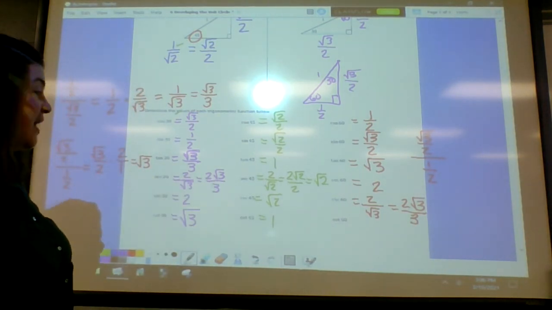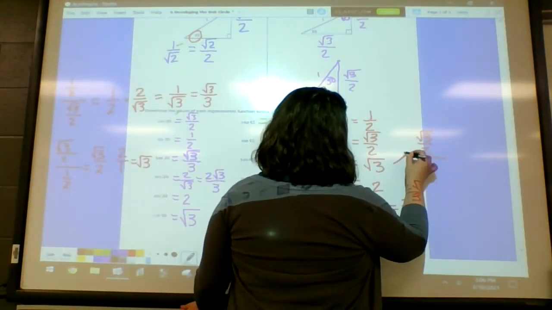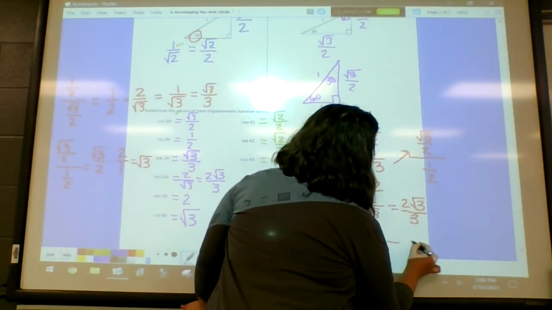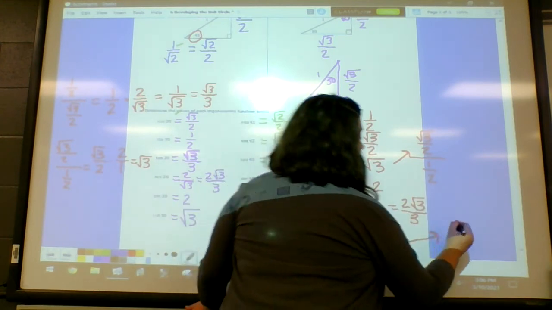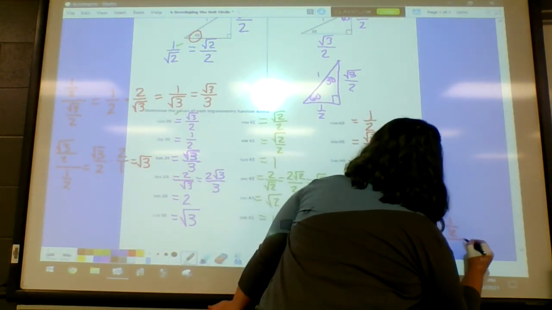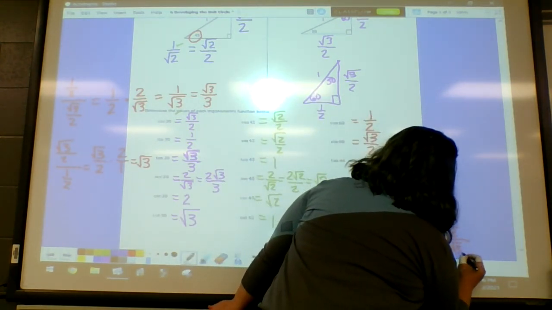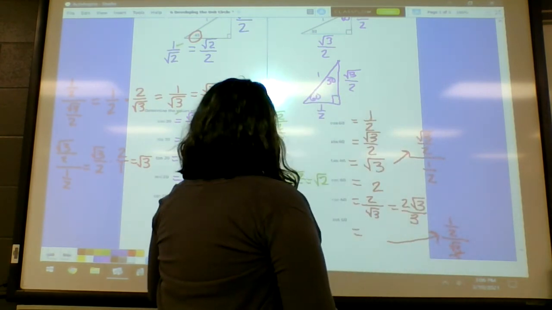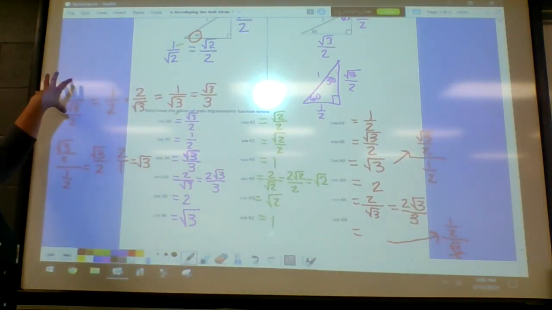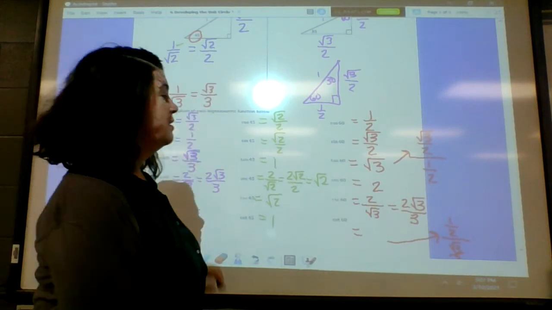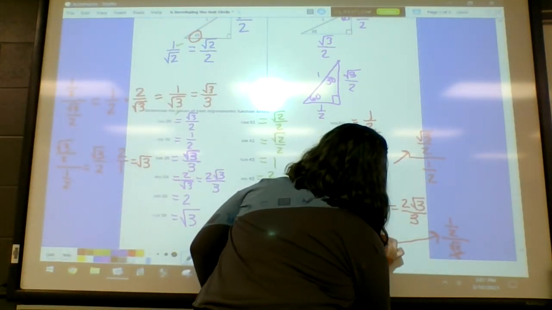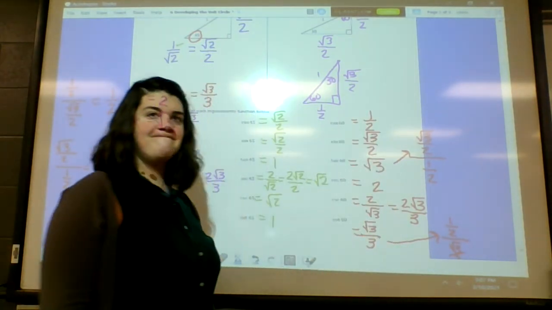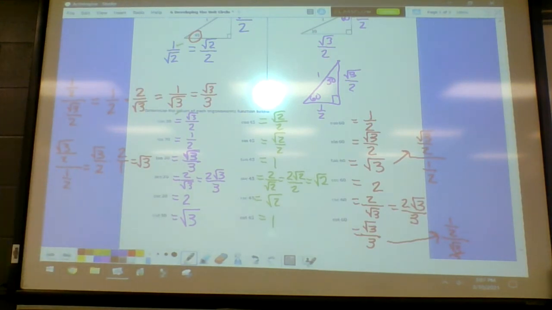Mm-hmm. And then cotangent would be just the opposite of tangent, or you can think about it as 1/2 over the square root of 3 over 2, right? Mm-hmm. And we did that calculation up here, and we said that that one was the square root of 3 over 3. So that's a simple thing.